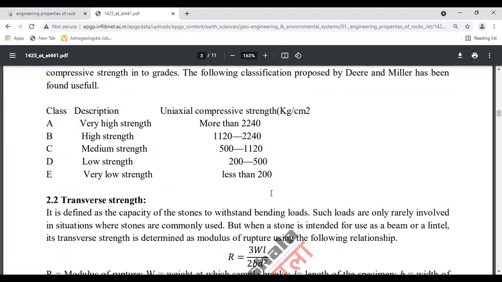Class A, class description, uniaxial compressive strength in kg per centimeter square. A: very high strength, more than 2240. B: high strength, 1122 to 2240. C: medium strength, 500 to 1120. D: low strength, 200 to 500 kg per centimeter square. E: very low strength, less than 200 kg per centimeter square.